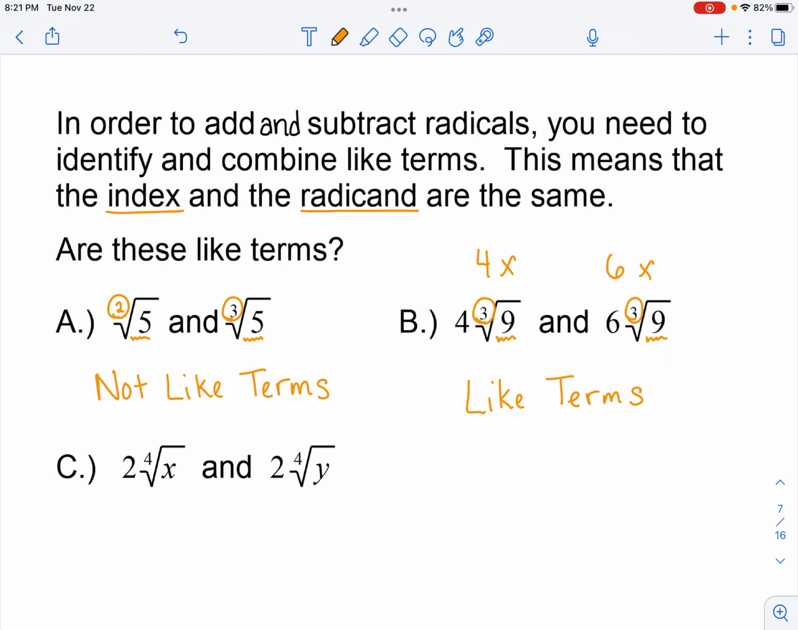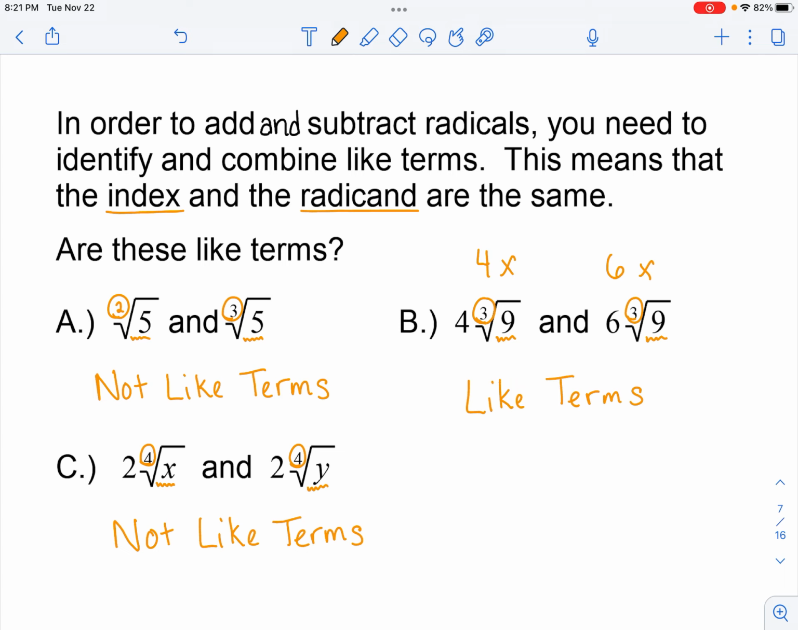Now let's take a look at C. The radicands are not the same. The index happens to match, but the radicand does not. So these are not like terms because I do not have the same radicands.